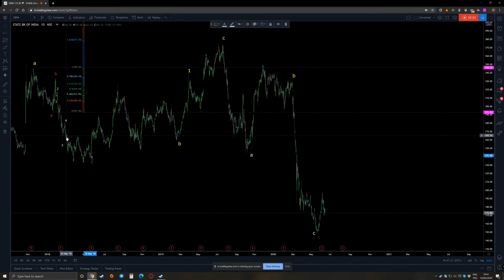So even one lower degree is 1, 2, 3, 4, 5. Yes. Now we have an ABC that looks like this. Now we have a flat. Now what we should do is check if I can actually put this wave B here, because after this ABC, you can put here this one bigger degree. But in order for you to do that, market needs to confirm this.